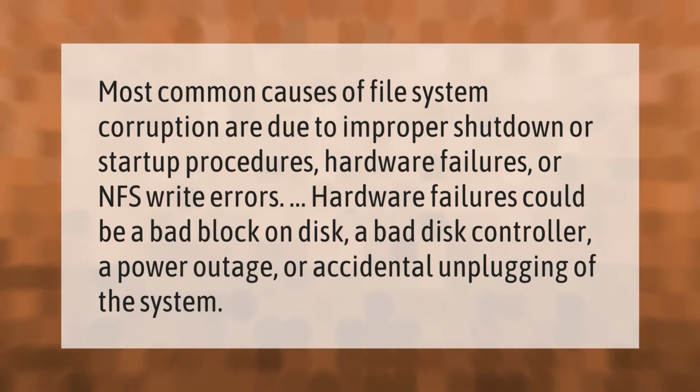Most common causes of file system corruption are due to improper shutdown or startup procedures, hardware failures, or NFS write errors. Hardware failures could be a bad block on disk, a bad disk controller, a power outage, or accidental unplugging of the system.